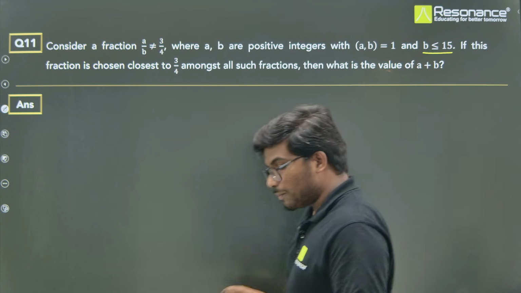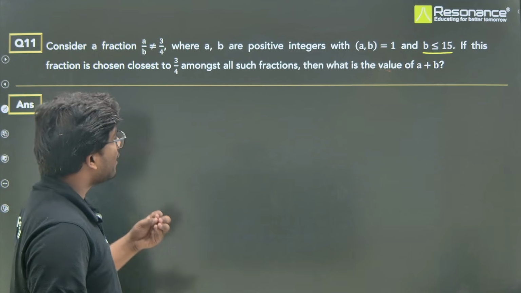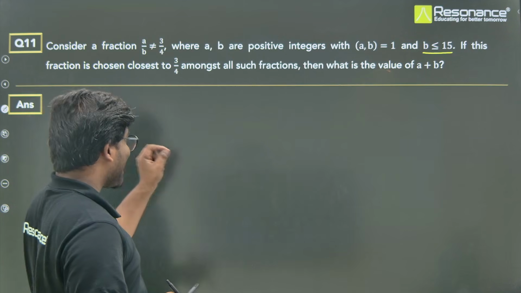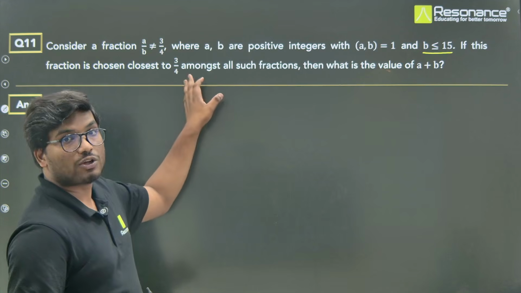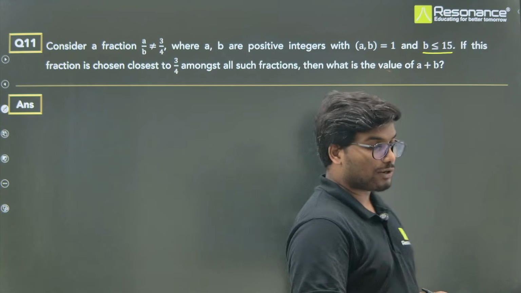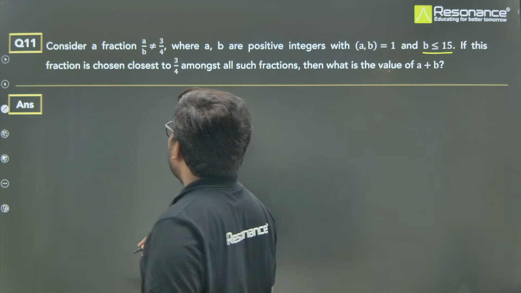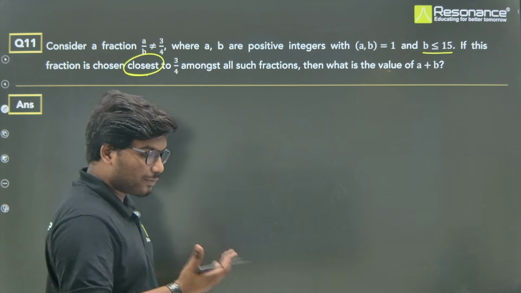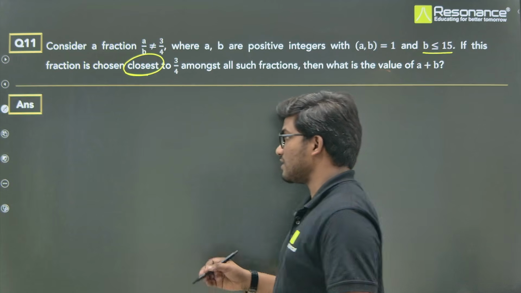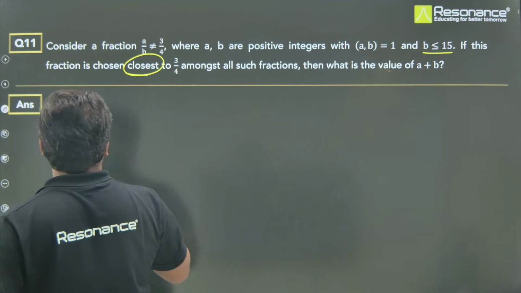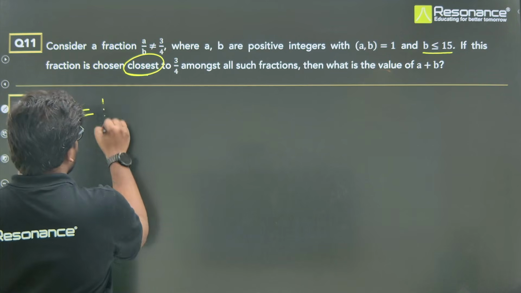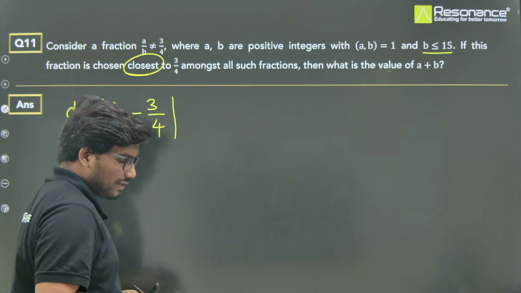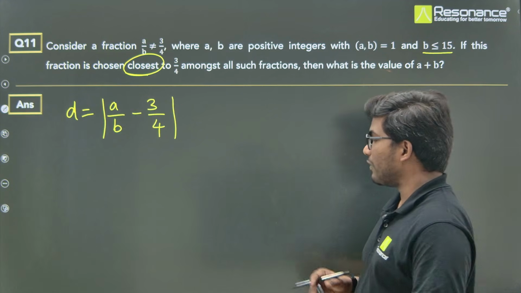So they're asking us to make up fractions of the form a by b, where b could be any denominator less than or equal to 15, and the fraction is to be very close to 3 by 4. So how do we approach this question? Since the keyword is closest, we could do it by identifying the gap between the fractions. Let's denote the gap with d, which is a by b minus 3 by 4. D is the difference of these two fractions.